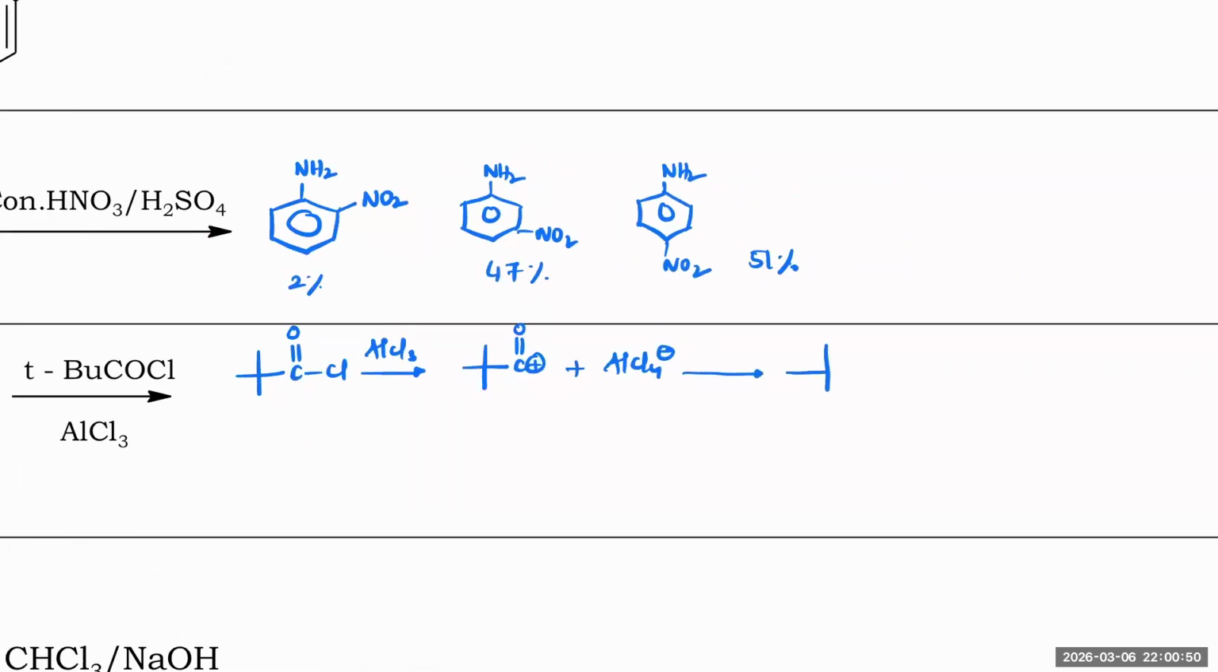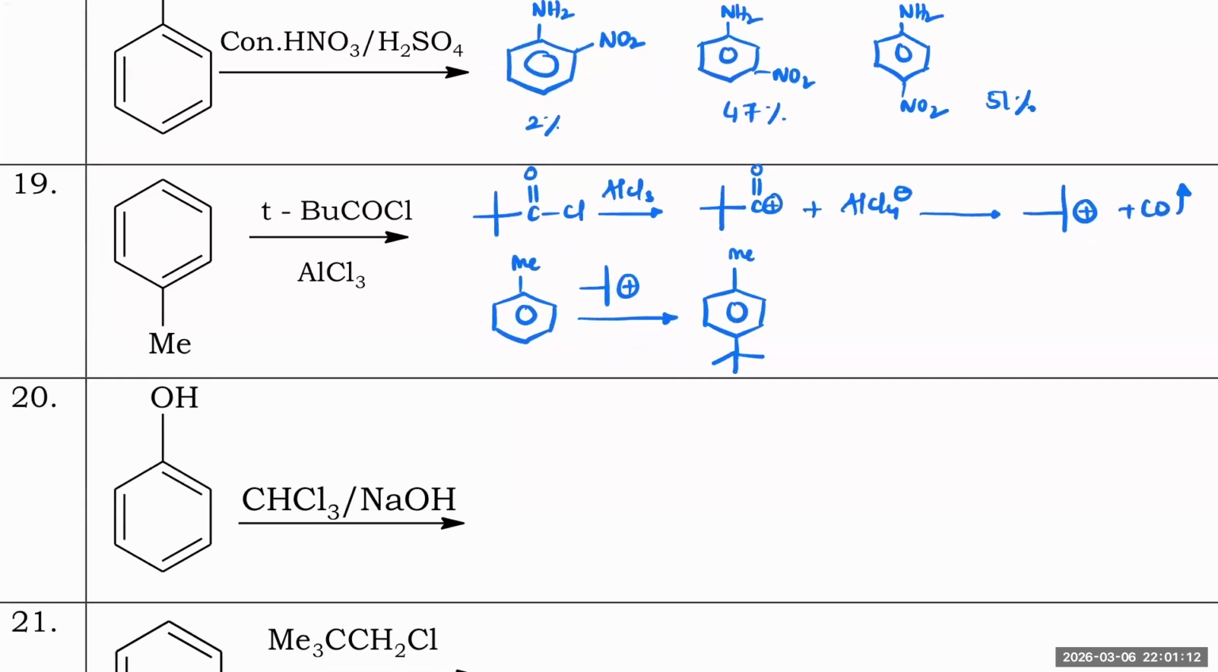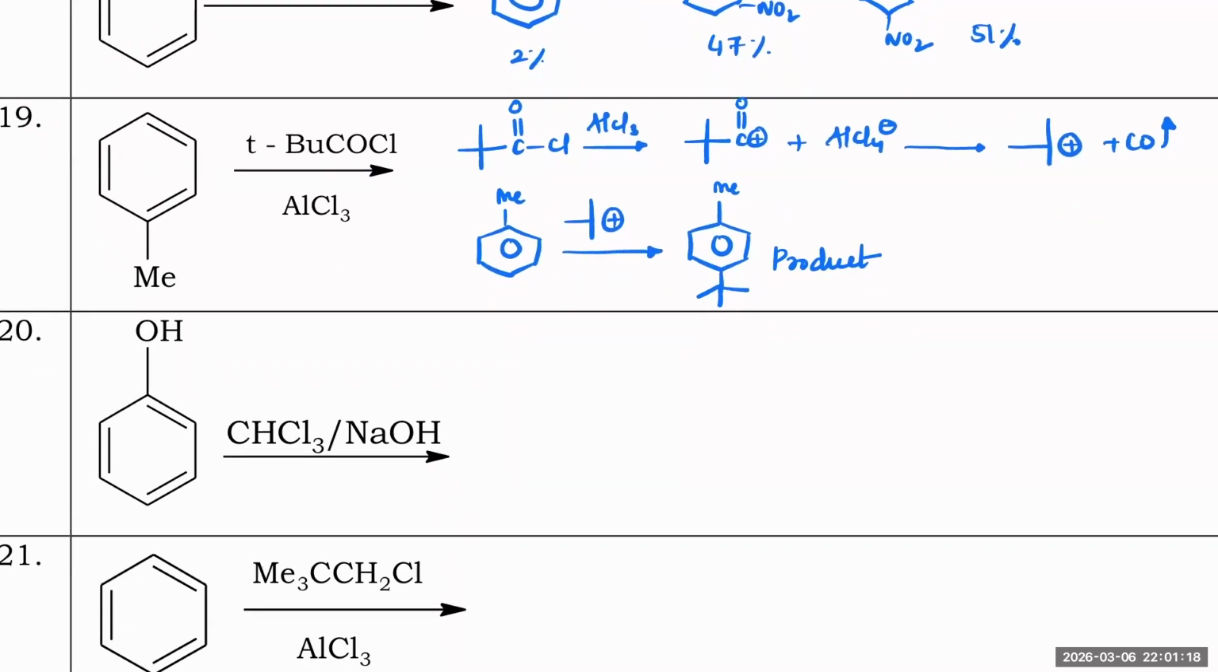I mean, it will try to become more stable by releasing carbon monoxide gas from here and convert into a 3-degree carbocation. So hence, if you are treating that with methyl here, I mean toluene here, so basically you are directly reacting with this carbocation form. So the product what you will get here will be methyl, and here you will get tert-butyl. This is the final product. This was used as one of the drawbacks of Friedel-Crafts reactions.